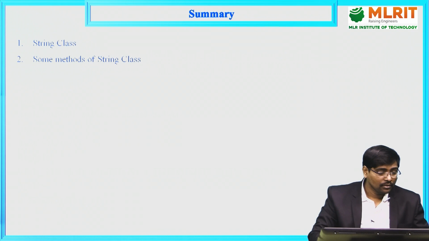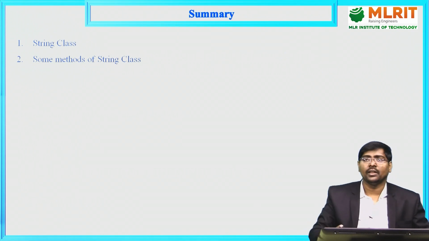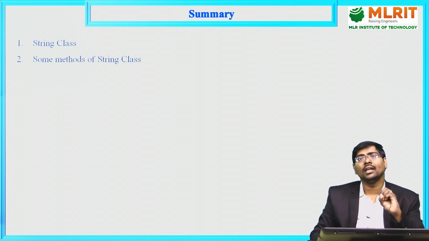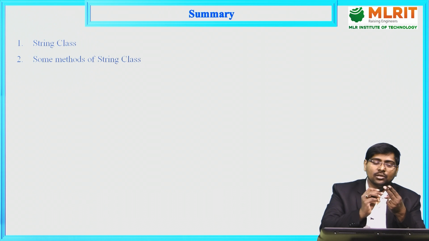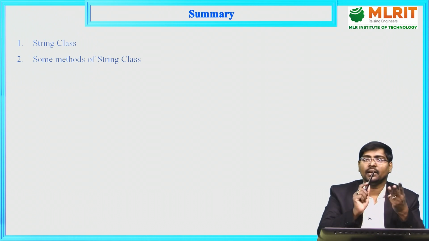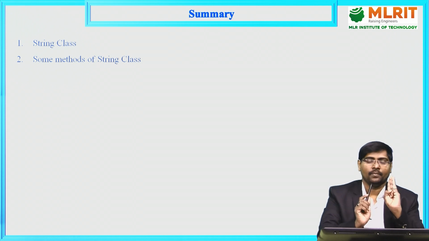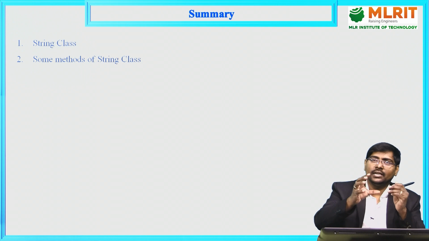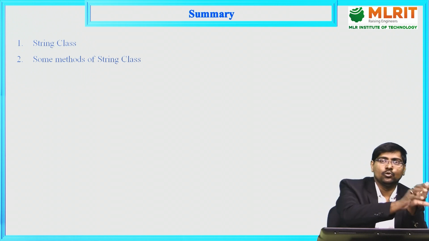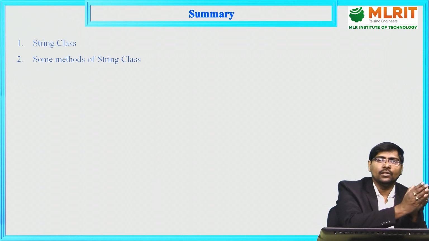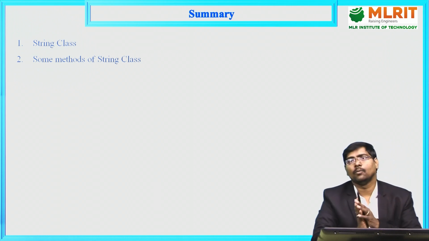Now, what we discussed finally in this session: we discussed how to create a string object from the String class, and we discussed three important methods: the length method, the toString method, and the charAt method. In the next session, we will discuss the difference between these two ways of creation and string comparison, along with some more methods available in the String class.